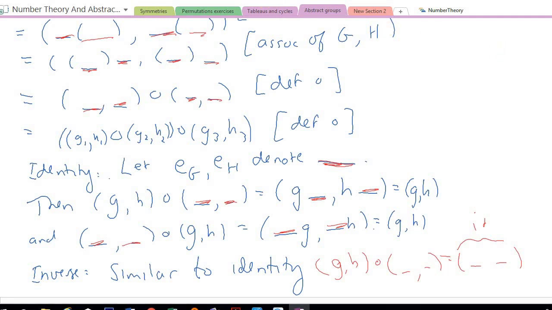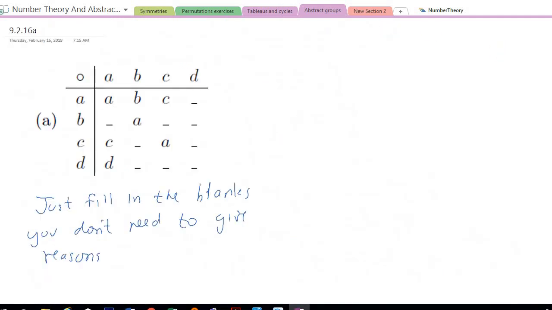All right, moving forward to 9.2.16. This is just fill in the Cayley table. It mentions in the book that you don't need to prove associativity, but using the properties of identity and inverse, then you can fill in these tables uniquely. Just fill in the blanks, you don't need to give reasons.